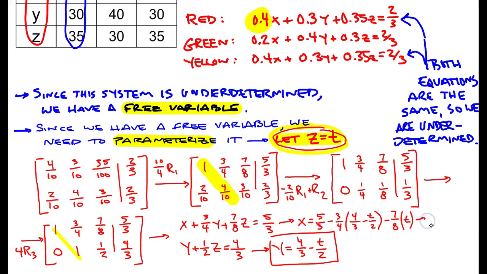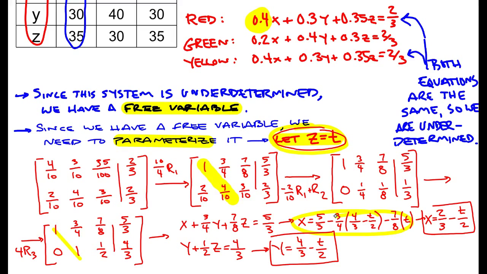This all simplifies to the following. x equals 2/3 minus t over 2. And I'm going to let you prove that to yourself by running through the algebra right here.